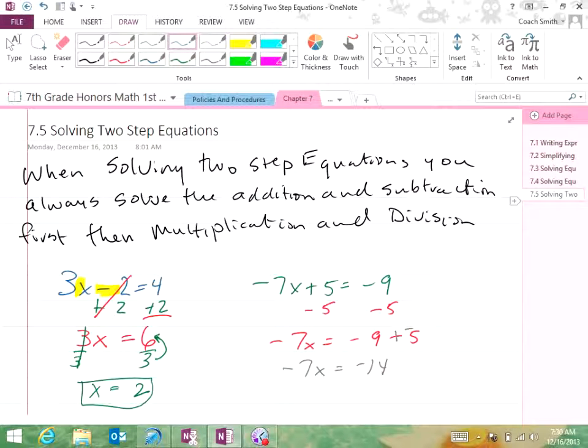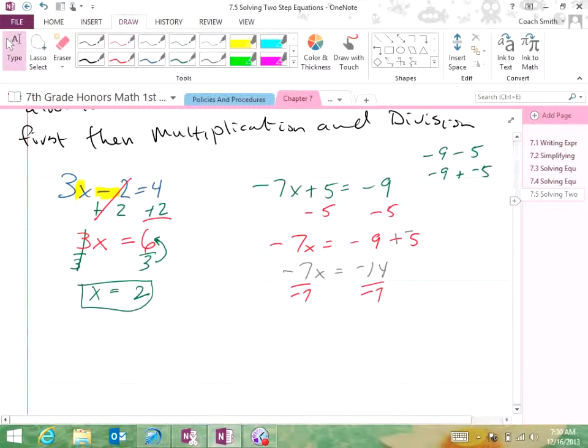Do what? It was negative 9 minus 5, which turns to negative 9 plus negative 5. So we have to follow the rules for subtraction of negatives. Now, we simply divide both sides by negative 7. When you divide two negatives, it gives you a positive 2.